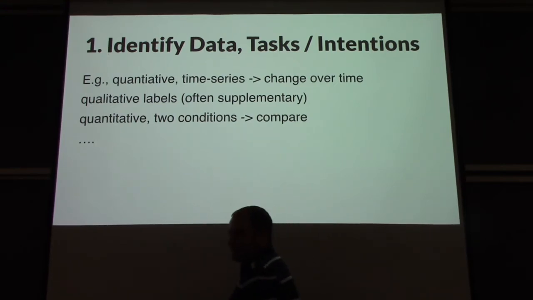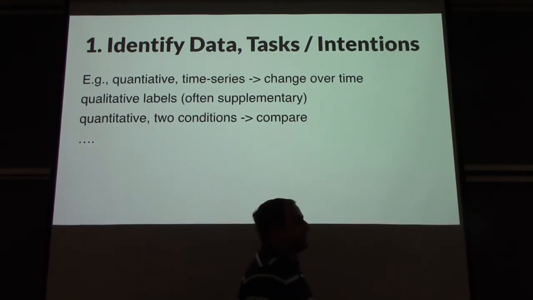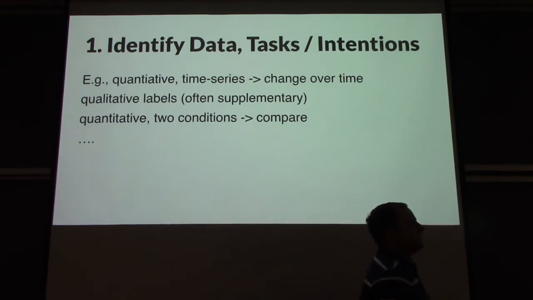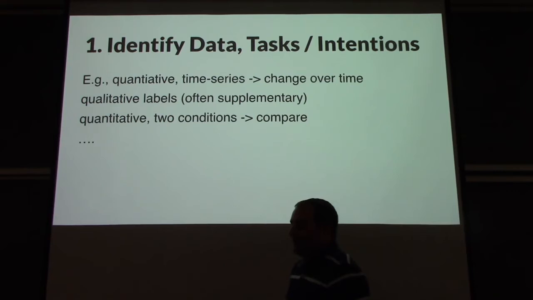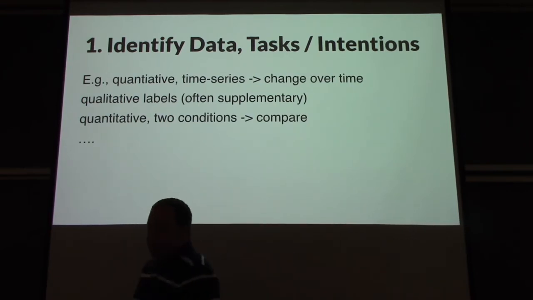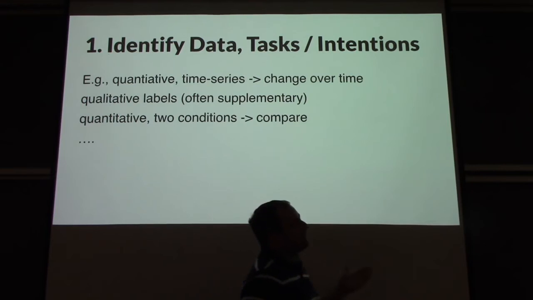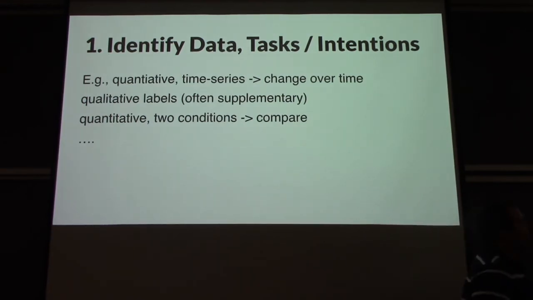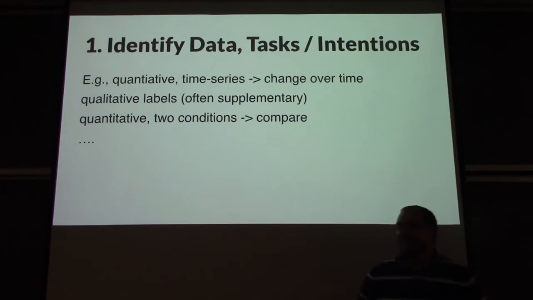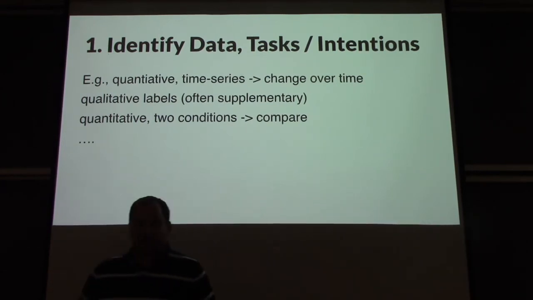The first thing we need to do is identify what is the data being shown and also speculate about the tasks and the intentions of the designer. For example, we want to make a judgment whether we have quantitative data that is being shown, whether it's time series data, and if that is the case, the reasonable task would be to see the changes over time. If we have qualitative data, that's quite often supplementary, right?